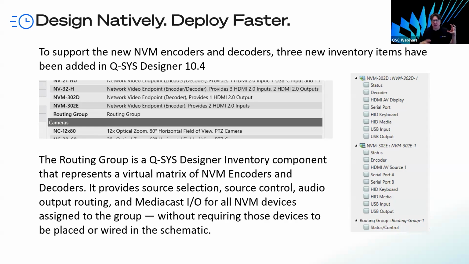It's really a nice way of grouping things together. One really important point is, say I have an encoder, and I want that encoder to be available to all my output groups, but then I have 6 or 7 different sets of displays in a space. You can add NVM encoders and decoders to multiple routing groups, which all of a sudden opens up a whole world of possibilities in terms of how you want to program and how you want your system to operate.